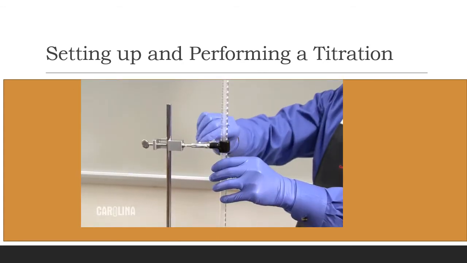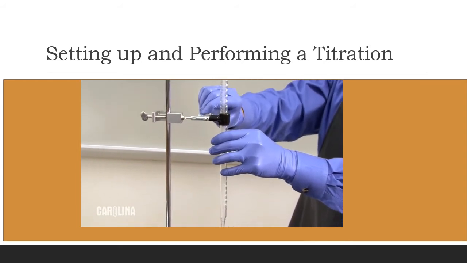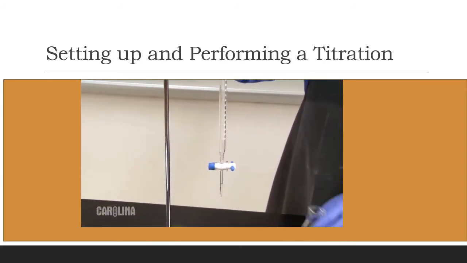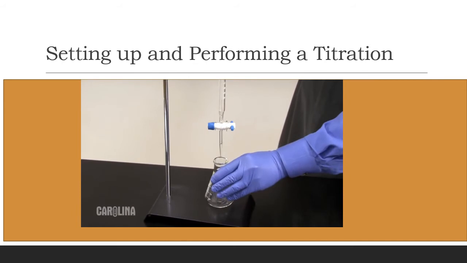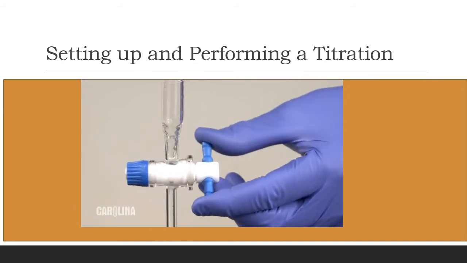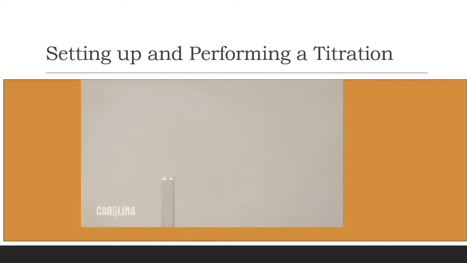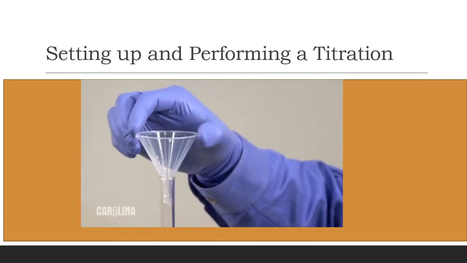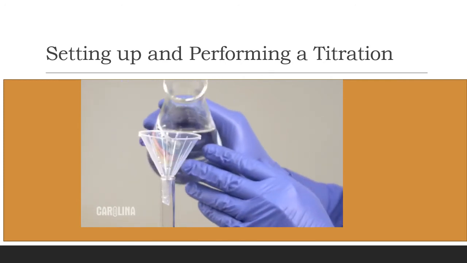Mount the burette in the clamp, making sure it is positioned vertically, and there is enough room to position your flask underneath the tip. Check to see that the stopcock is in the closed position. Insert the funnel into the top of the burette and fill with titrant almost to the top.